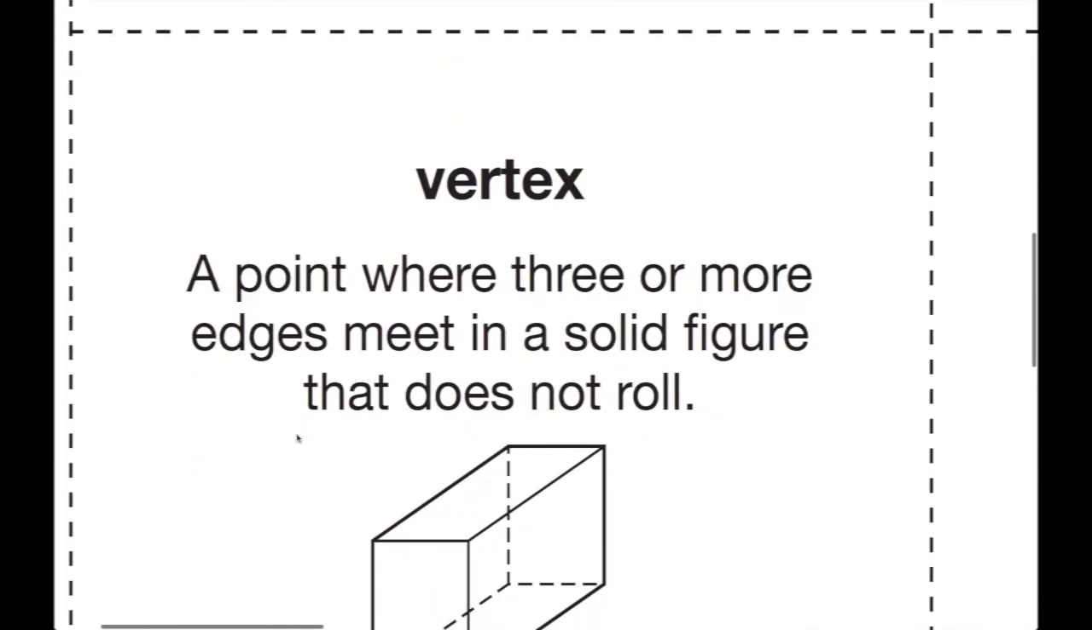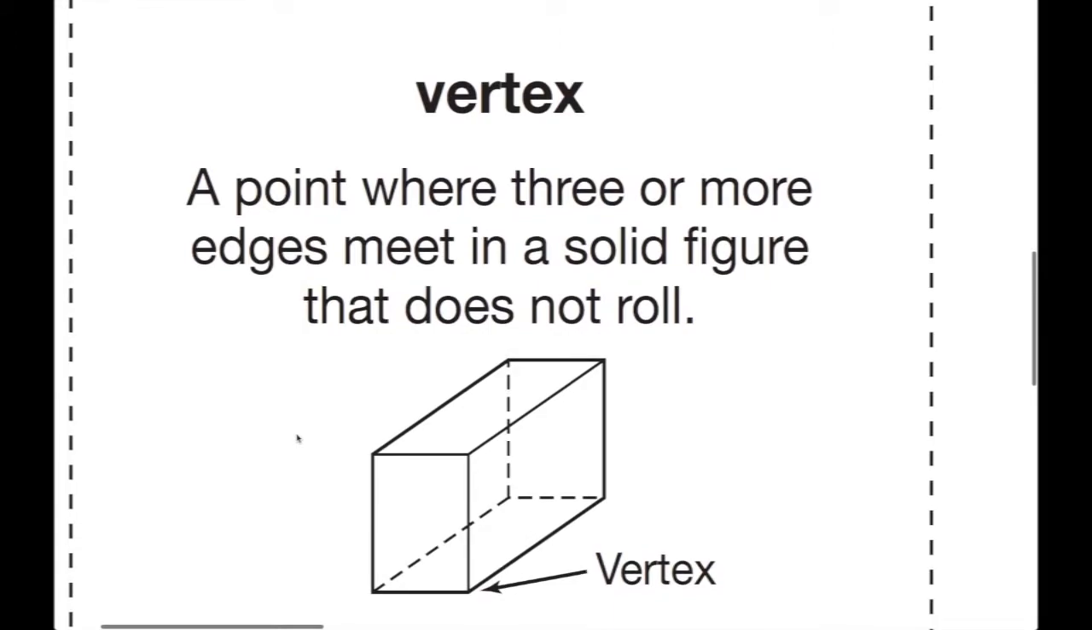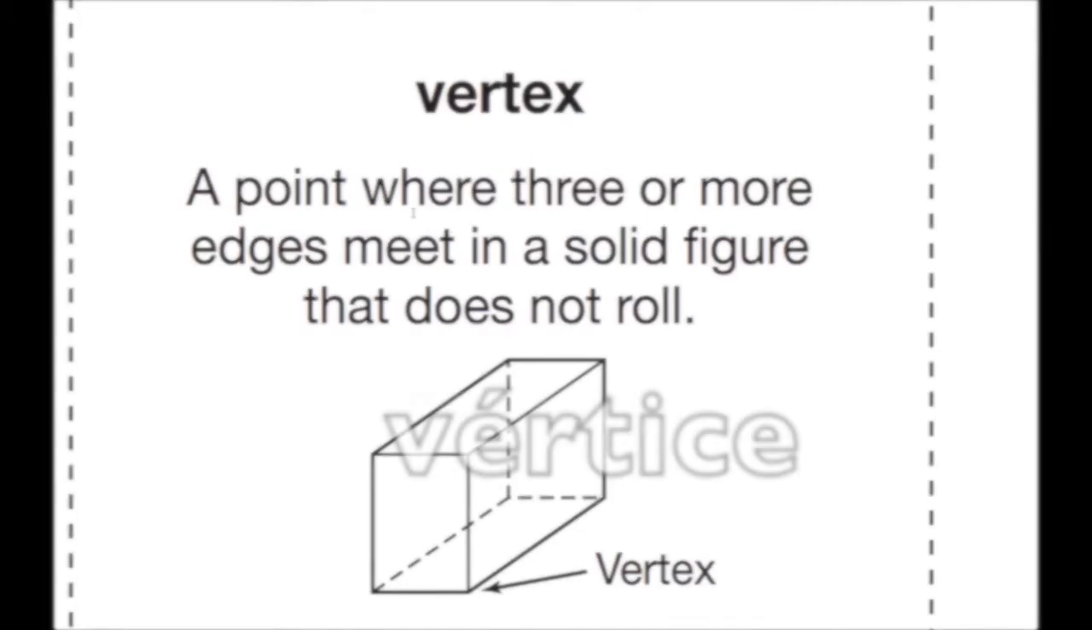Next up we have vertex. A vertex is a point where 3 or more edges meet in a solid figure that does not roll. So you can see there's a vertex right here. All right. So a vertex is the point where 3 or more edges meet in a solid figure that does not roll. Vértice.